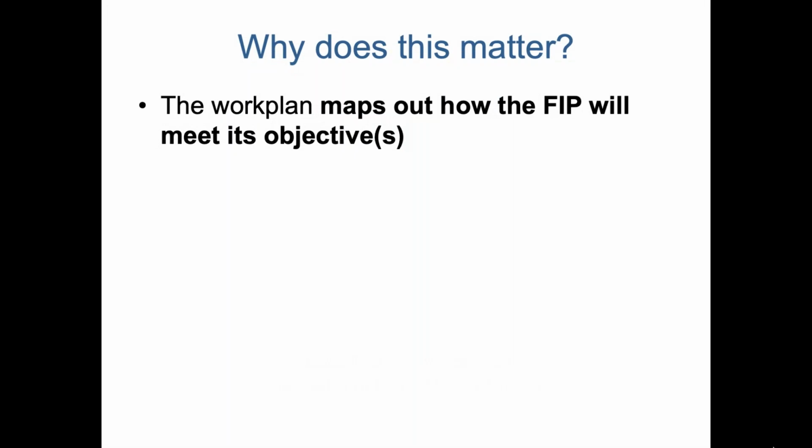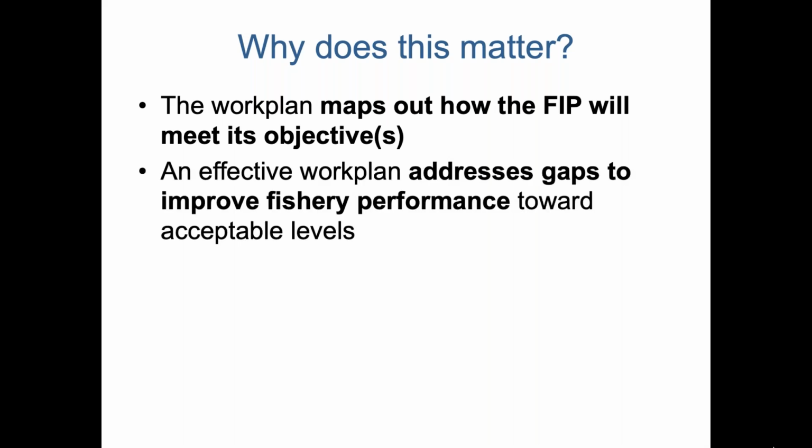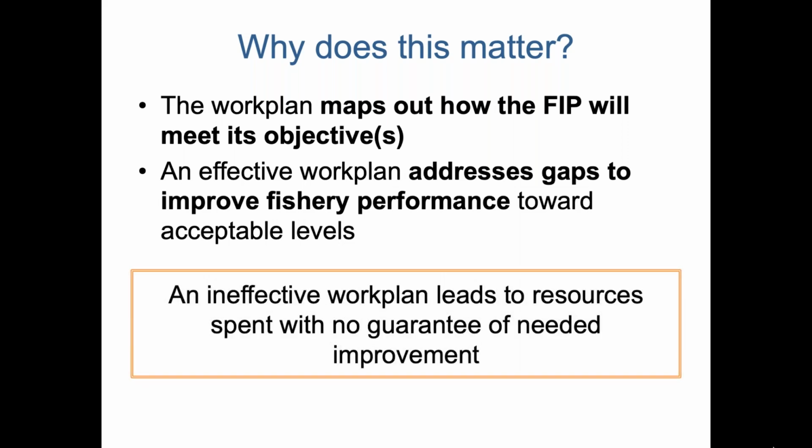So I wanted to start off the webinar with just talking a little bit about why this topic matters, and Margaret touched on that in her introduction as well. But the FIP Workplan should be the guiding document for the FIP, and it effectively maps out how the FIP will meet its stated objectives. So an effective work plan should address the gaps to improve the fishery performance toward acceptable levels, and that will vary depending on what the goals of your FIP are. And importantly, an ineffective work plan can often lead to resources and time being spent without a guarantee of needed improvement. So this is one of the reasons why the FisheryProgress team wanted to host this seminar for FIP implementers on this specific topic.